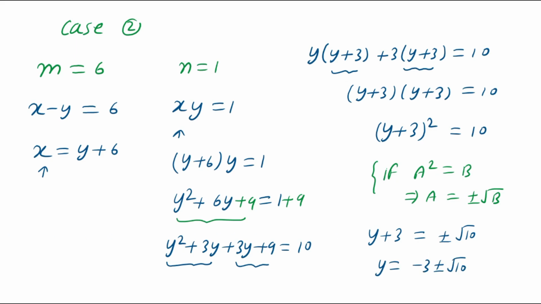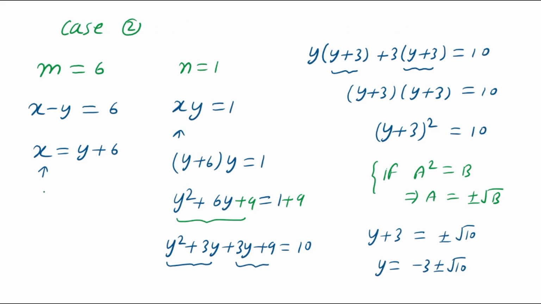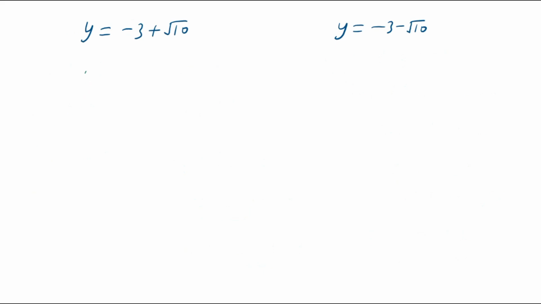Here we have two possible values of y. First value of y is equals to minus 3 plus square root of 10. And second value of y is equals to minus 3 minus square root of 10. And we know that value of x is y plus 6. X is equals to y plus 6, and here also x is equals to y plus 6.